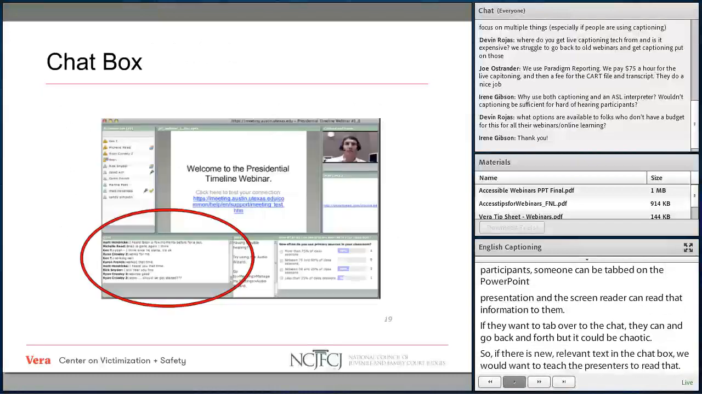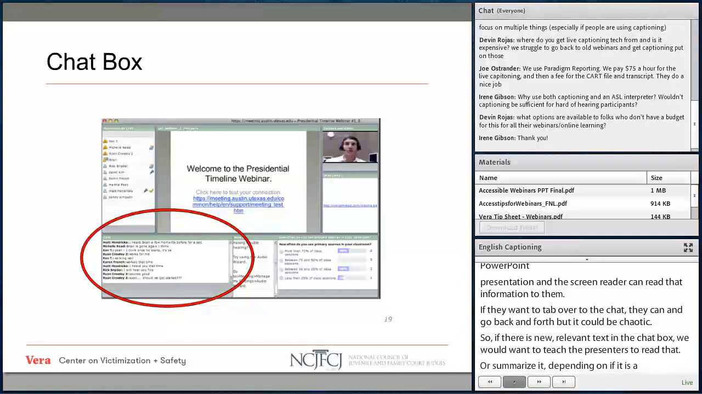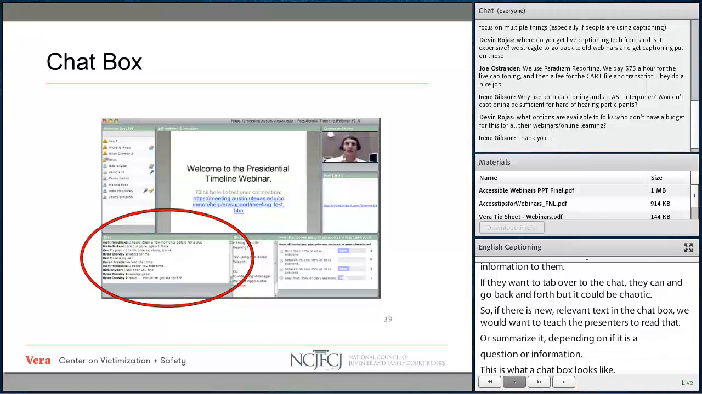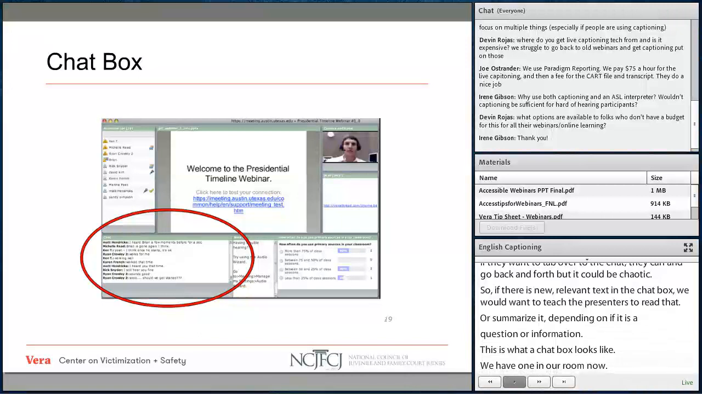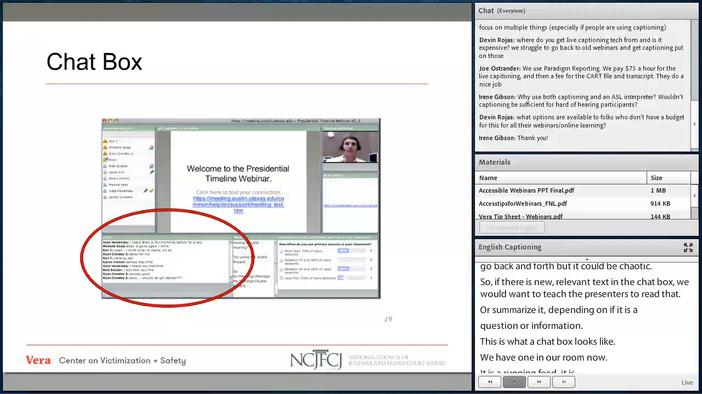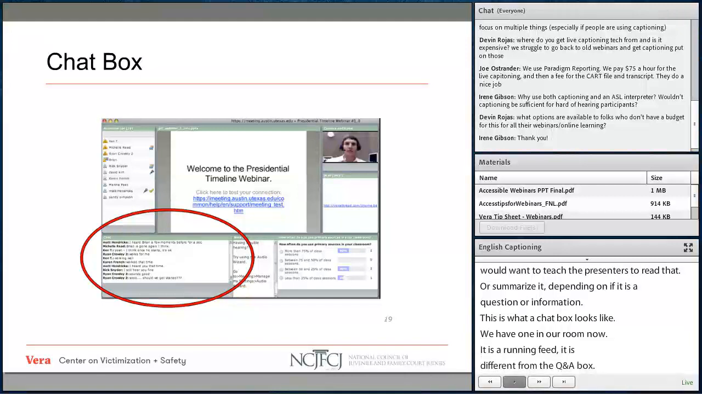This is what the chat box looks like. We have one in our room right now. Again, it's just a running feed. That's a little different from if you want to use the Q&A box. But again, multiple options, and it just depends on your audience, how big your audience is, and what will work for each individual presentation.